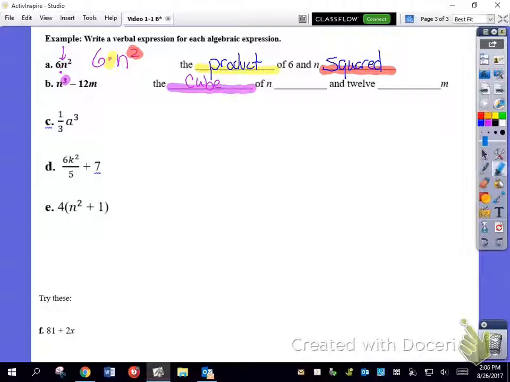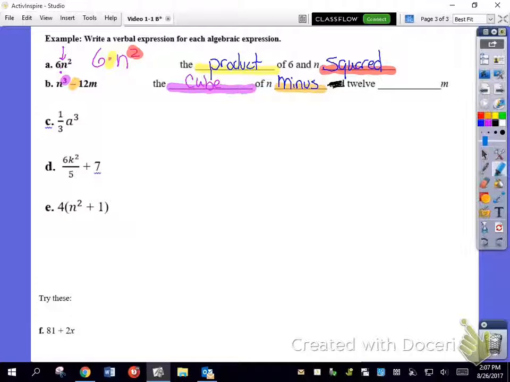Next, I have this minus sign. There's lots of different words you can use there, but I'm going to say minus. You could say subtract, or you could say less. And I do not need this word and. I apologize, you can mark that off. So the cube of n minus 12.